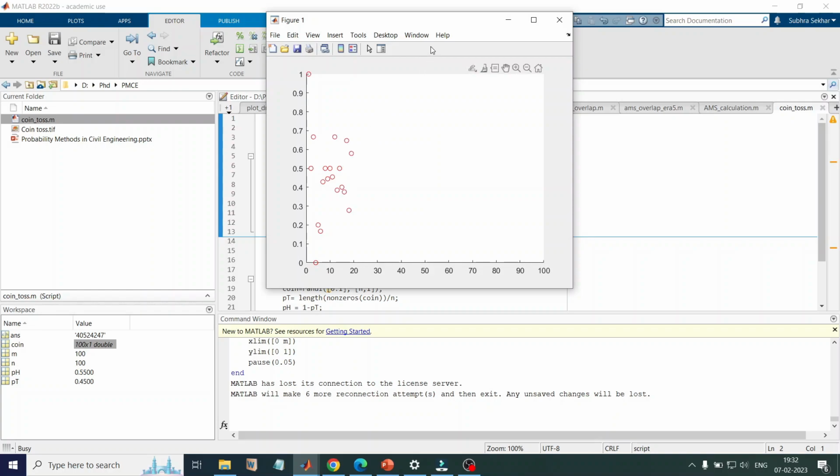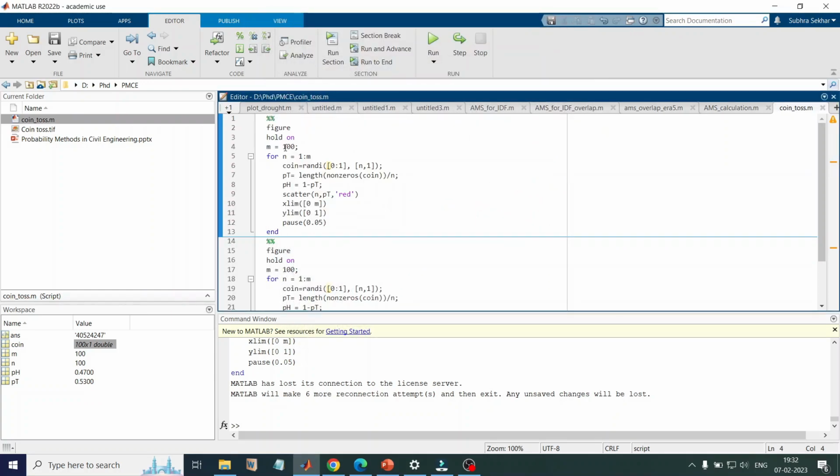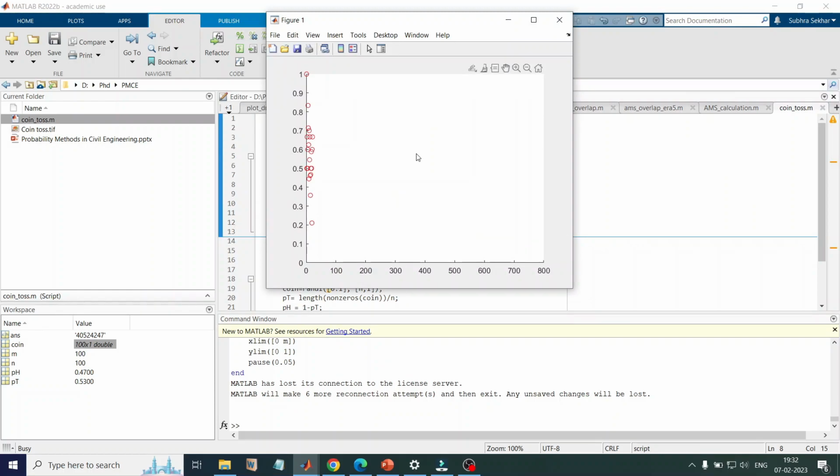Now we can see that the probability is dispersed between 0 and 1 for fewer than 10 trials, and as we go forward with more trials, the probability converges to 0.5. Similarly, if we increase the number of trials, suppose we make it 800 and run it, then you can see that the probability of tail varies from about 0.2 to 1. Now as the trials increase, the probability converges near 0.5.